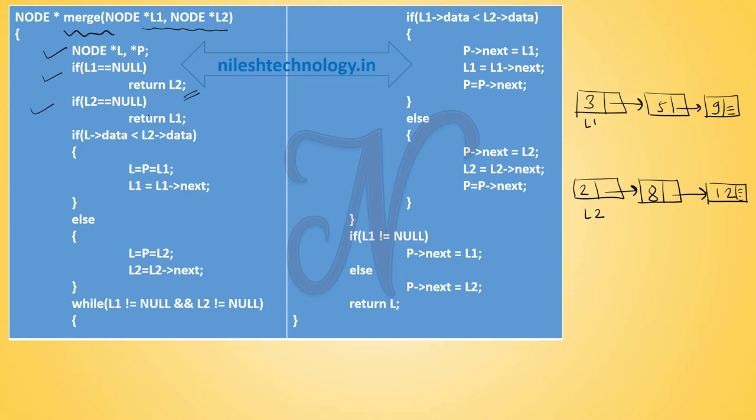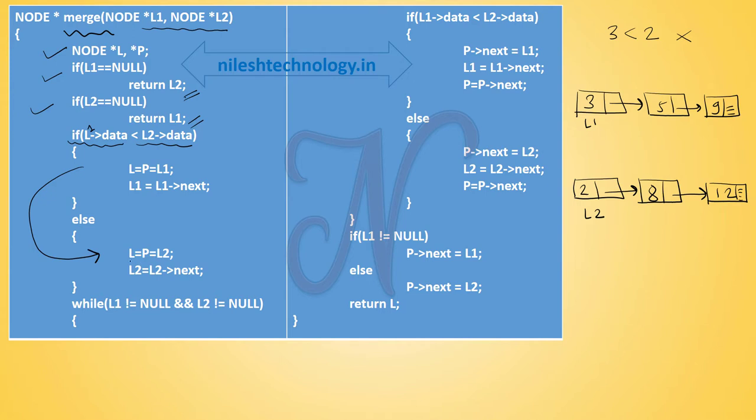Same here, if the second linked list is null, return the first linked list. Check here if L1 data is less than L2 data. There is a typing mistake here, it should be L1 data. L1 data is 3 and L2 data is 2. Check here, 3 is less than 2, false. So it is going to else.